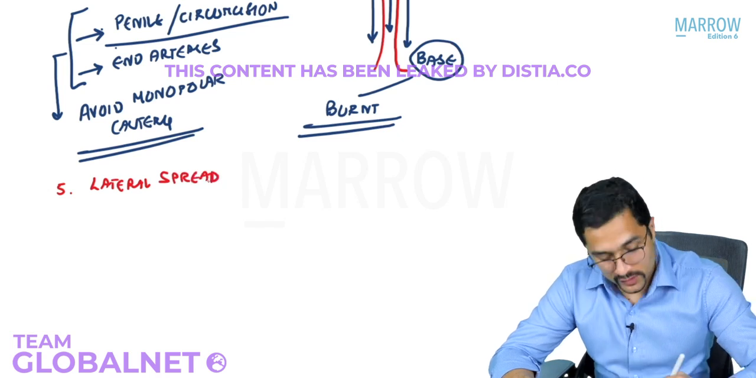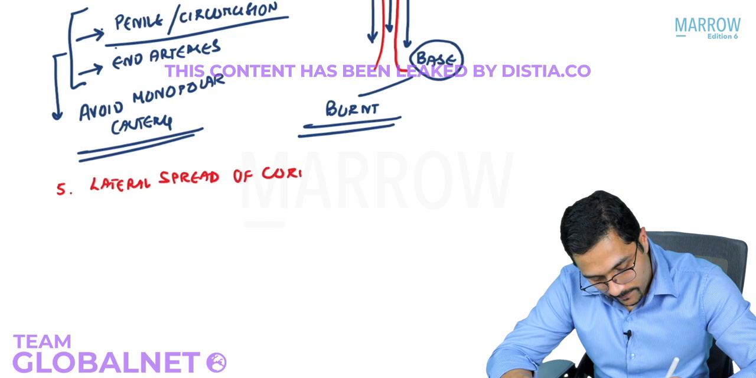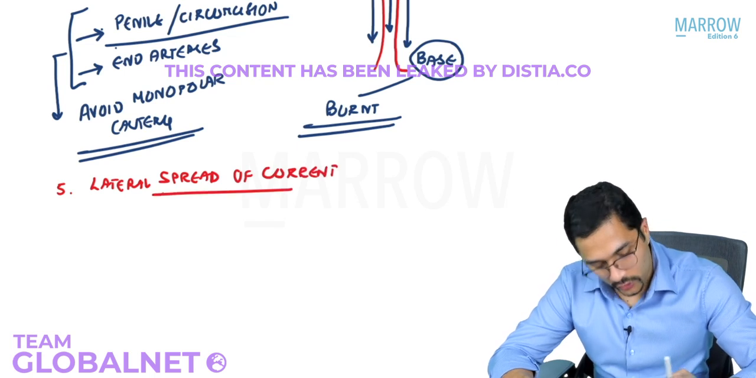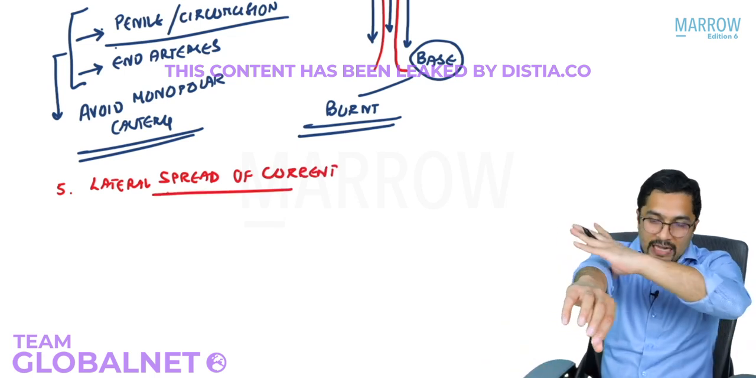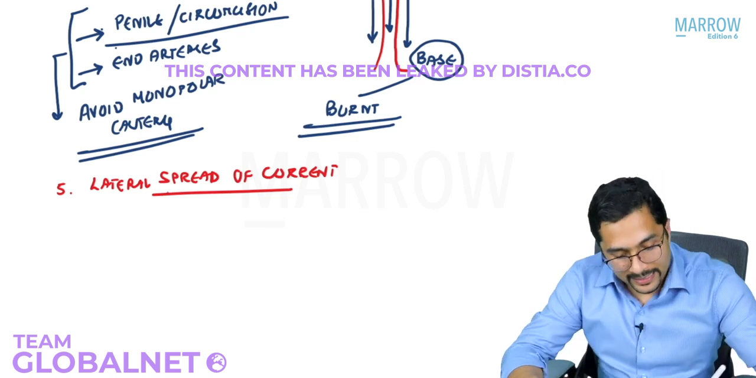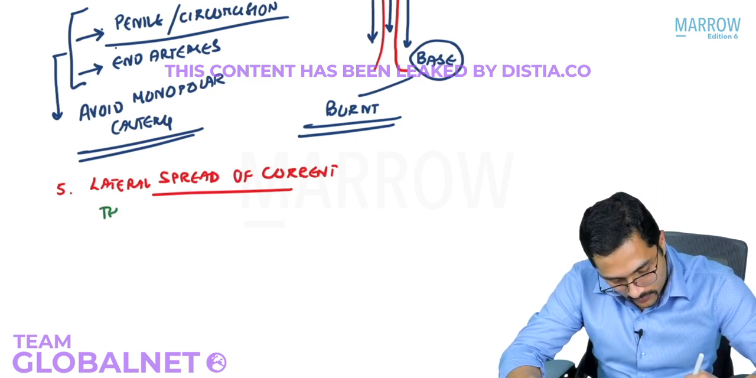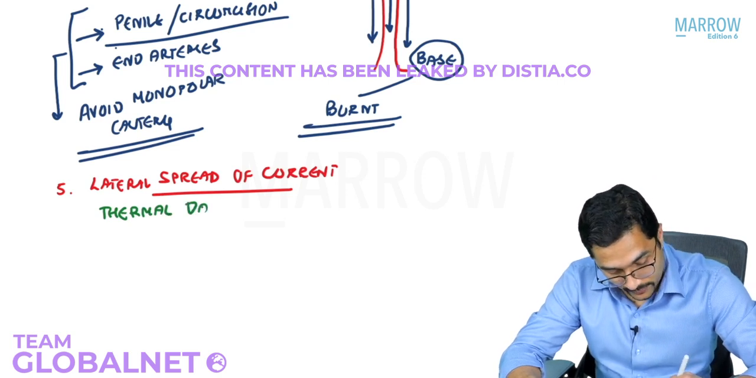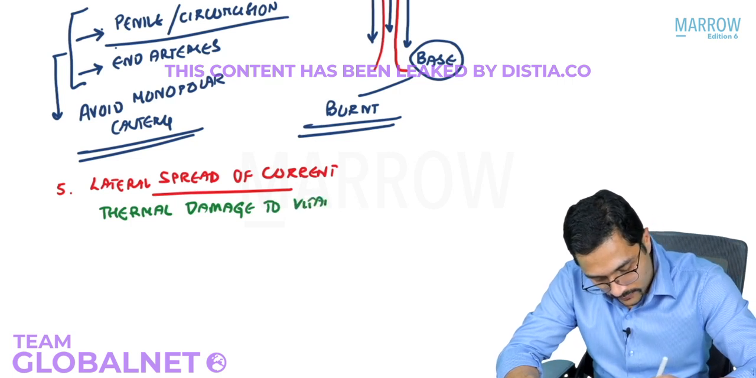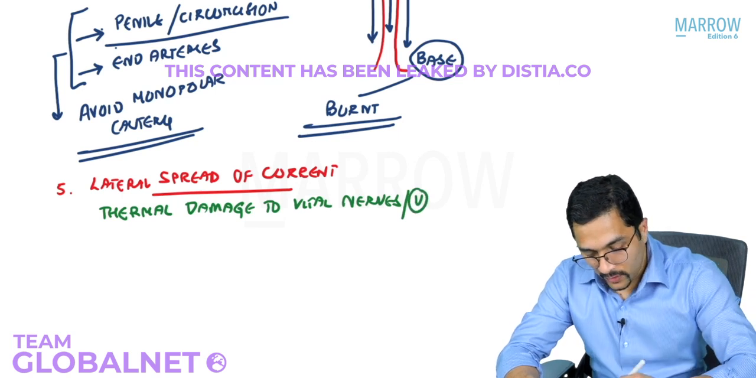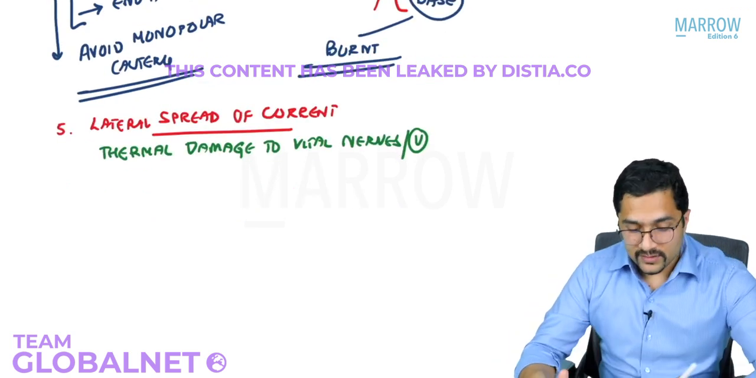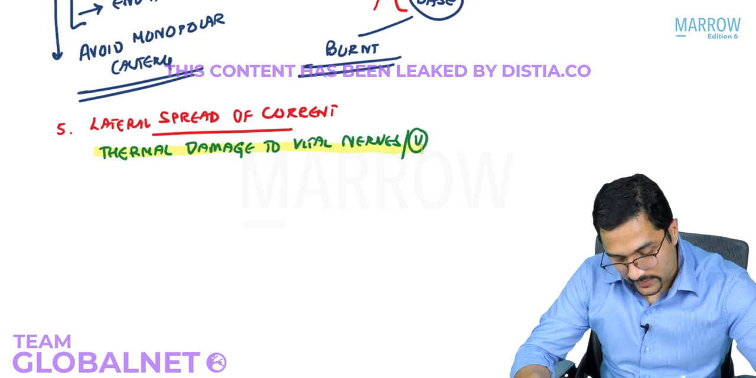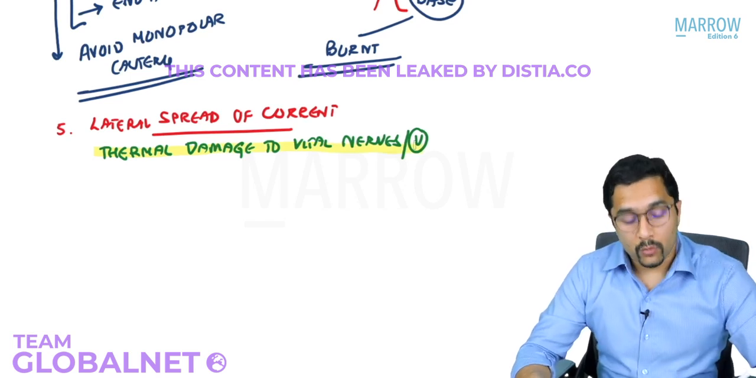There is lateral spread of the current in monopolar cautery, because when you apply it, the current travels through the body, and this can cause thermal damage to nearby vital structures. This can cause thermal damage to vital nerves and vessels. So in those areas where you have vital nerves and vessels, there also we will avoid monopolar cautery.